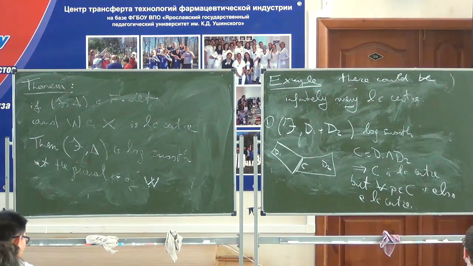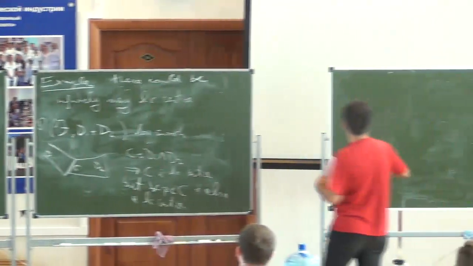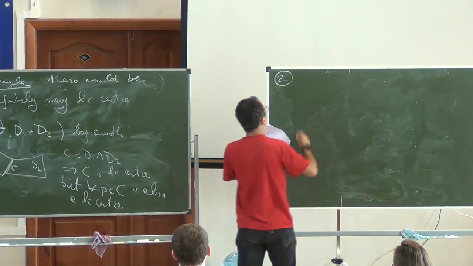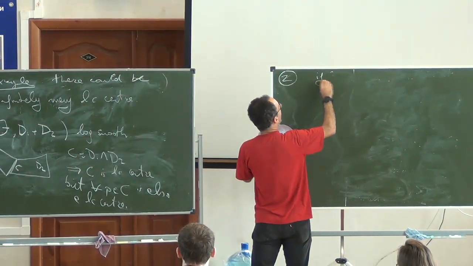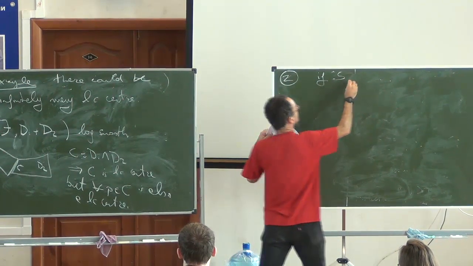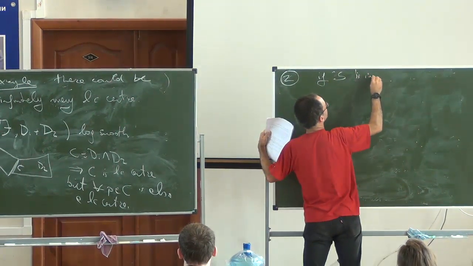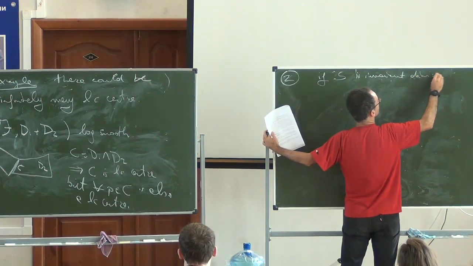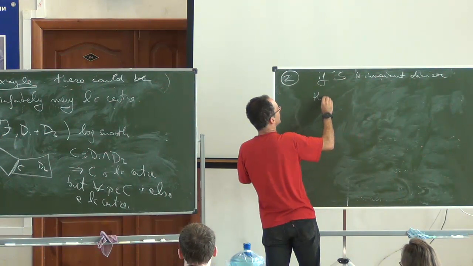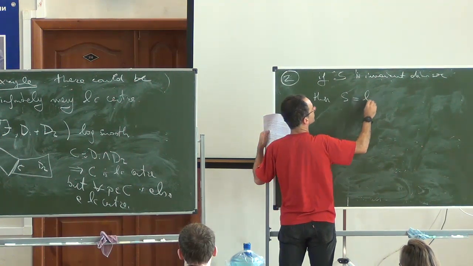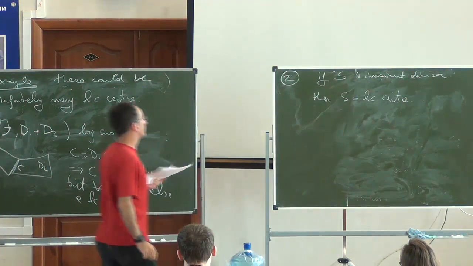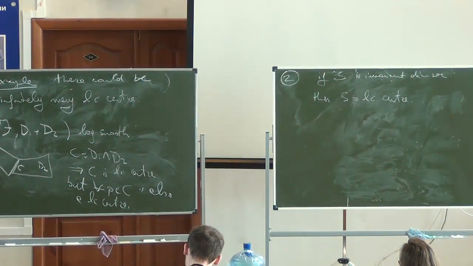Okay, so let me show the example. As a fact, and this follows from the definition, if S is an invariant divisor, then automatically S is a local canonical center. This follows just from the definition, and looks like something trivial, but it creates some problems.